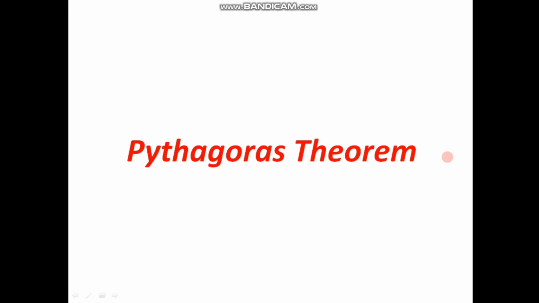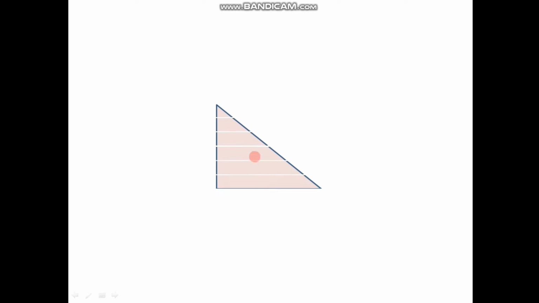Hello students, let us learn today Pythagoras theorem. Let us consider one triangle given here, which is a right angle triangle. That means one angle of it is of measure 90 degrees. Let us name this triangle as triangle ABC.